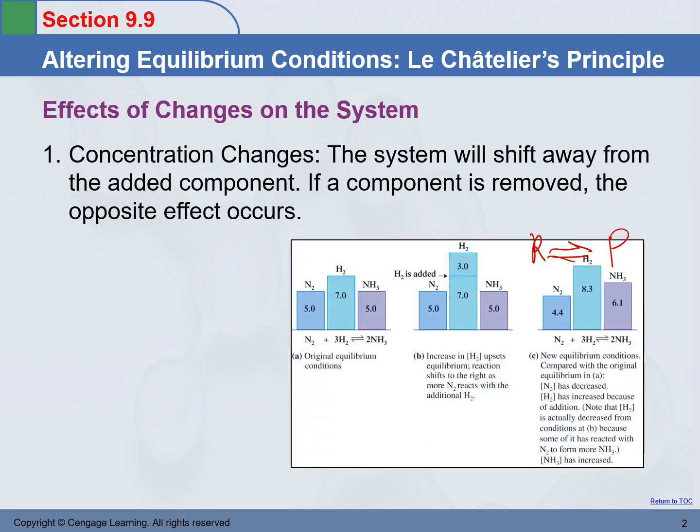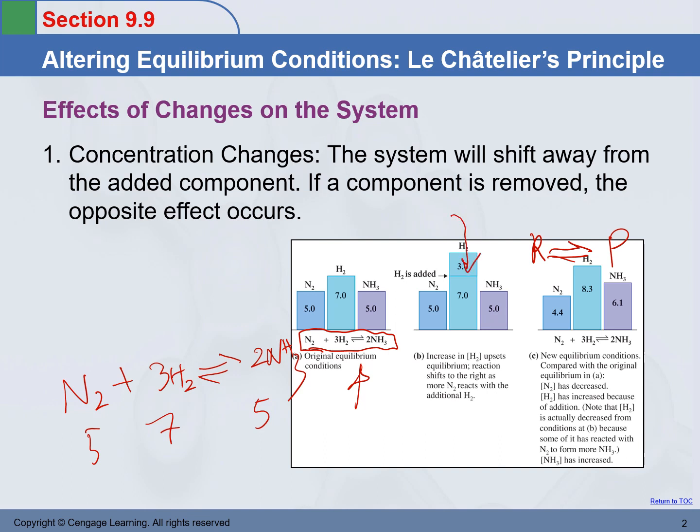So here's the example. The reaction is nitrogen reacted with hydrogen in equilibrium with ammonia right here. Right now, the system is in equilibrium. The concentrations of nitrogen, hydrogen, and ammonia are 5, 7, and 5, let's say molarity or partial pressure. Now you add more hydrogen to it. You add 3 molarity more hydrogen to the system.